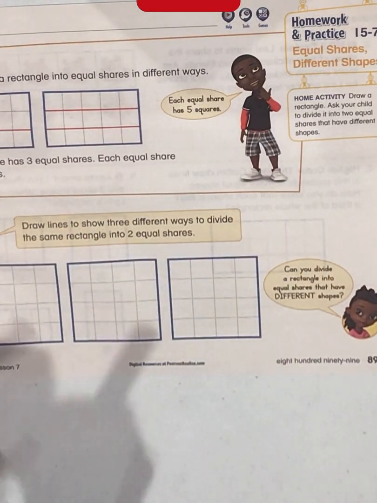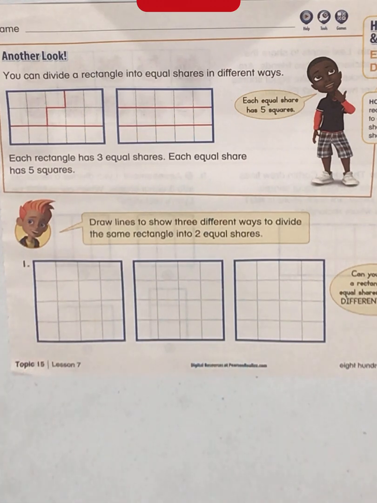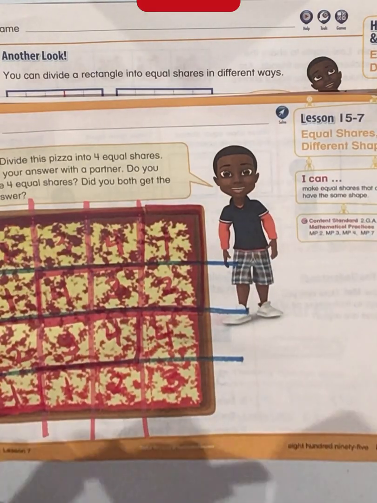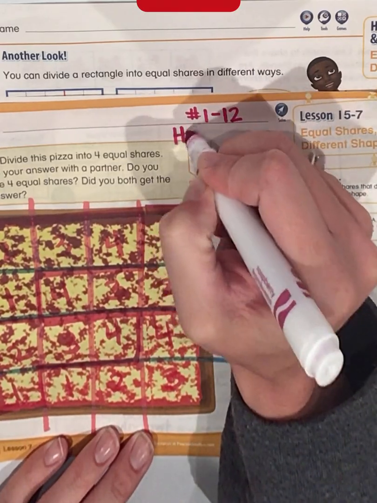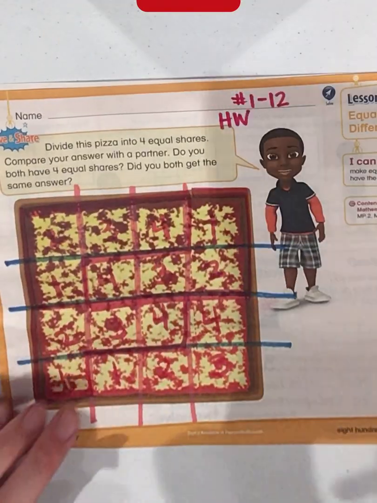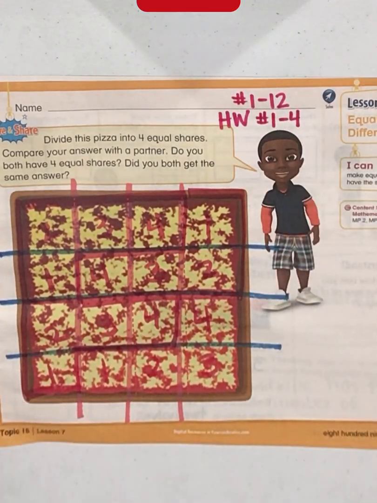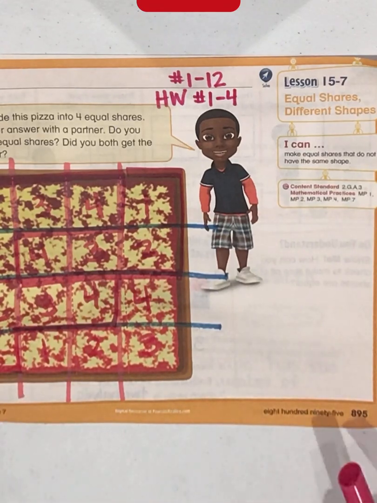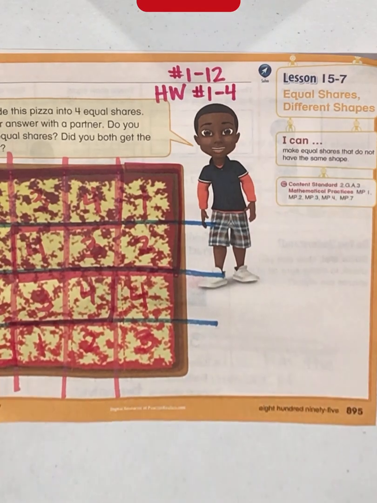Okay, so that was 1 through 12. And I'm going to have you guys go ahead and do the homework and practice page today, since we did quite a few of the first page together, okay? So on your assignment today, you guys are going to work on numbers 1 through 12, and then on the homework page, you guys are going to do numbers 1 through 4, okay? So lesson 15-7 today, 1 through 12, and the homework page numbers 1 through 4.